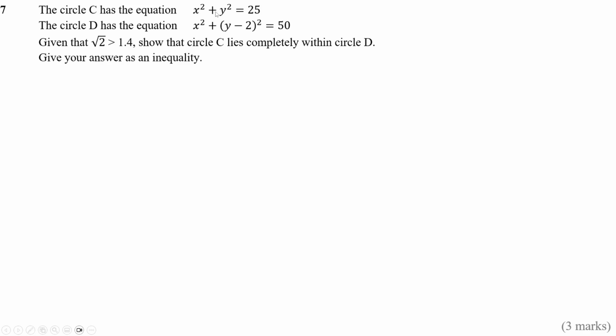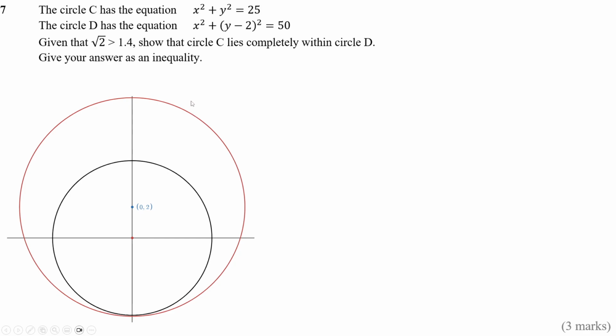Circle C has this equation, circle D has this equation. Given that root 2 is greater than 1.4, show that circle C lies completely within circle D. Give your answer as an inequality. You can just sketch these circles. Remember, there's advice at the front page to explain this to you if you don't know it. Just roughly, you should be able to see that you've got one circle that's bigger and one that's smaller. We're told that it's within it, we just want to prove it. So it should look something like this.